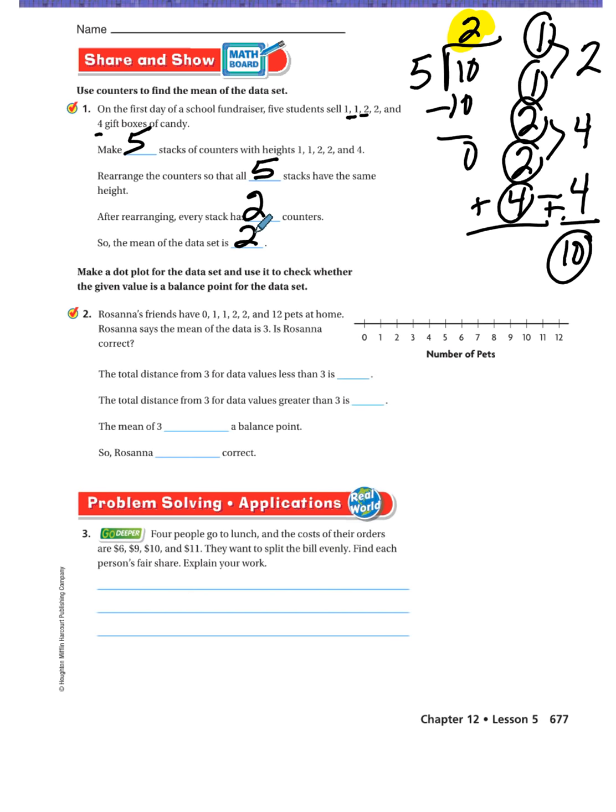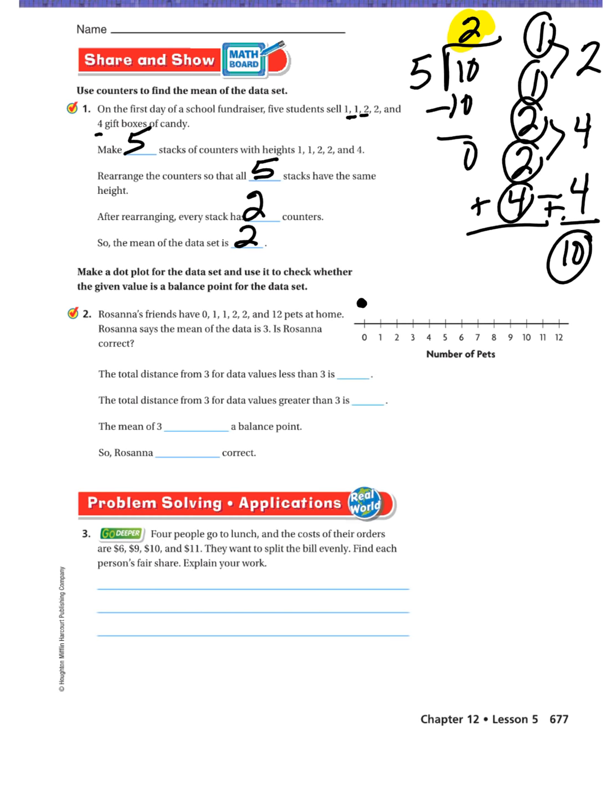Make a dot plot for the data set and use it to check whether the given balance is a balance point of the data set. Rosanna's family have 0, 1, 1, 2, 2, and 12 pets at home. Rosanna says the mean of the data is 3. Is Rosanna correct? So what we're going to do is take these numbers and represent them on a dot plot.